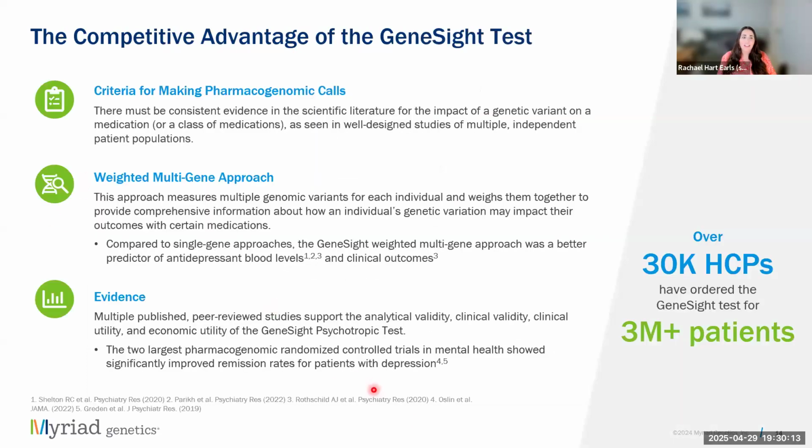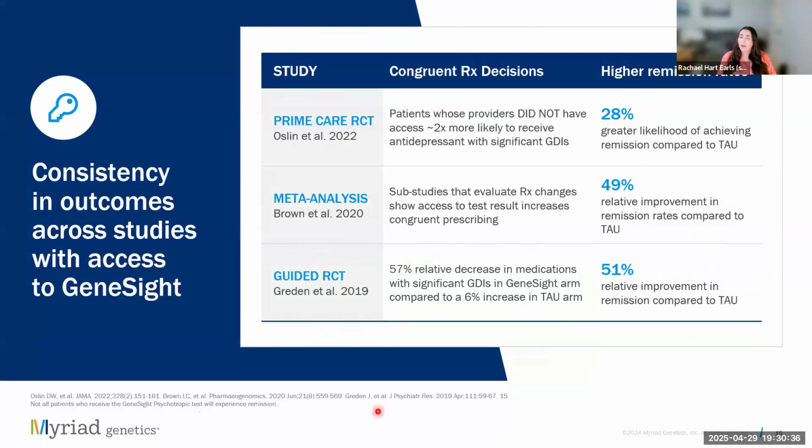All right, and the last third major differentiator between GeneSight and competitors is that GeneSight is the only pharmacogenomic test on the market backed by such strong clinical evidence, showing significantly improved remission rates for patients with depression whose providers had access to GeneSight testing compared to treatment as usual or the standard of care. So one thing that we want to point out is that this particular slide shows that the two largest pharmacogenomic trials conducted in mental health have used the GeneSight test. First was the GUIDED trial, which showed a 51% relative improvement in remission rates compared to treatment as usual.